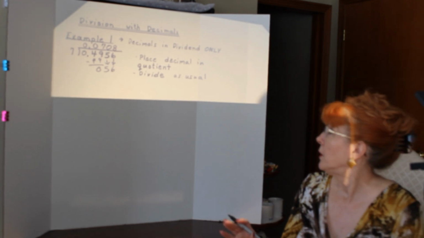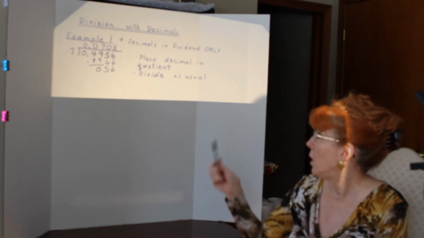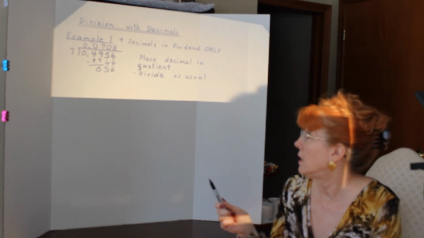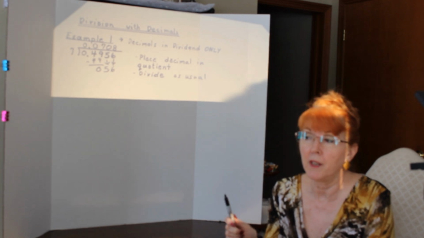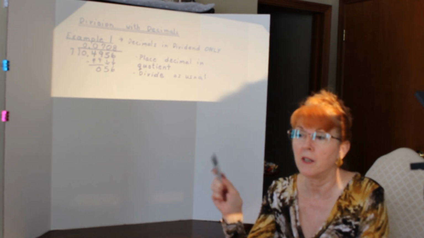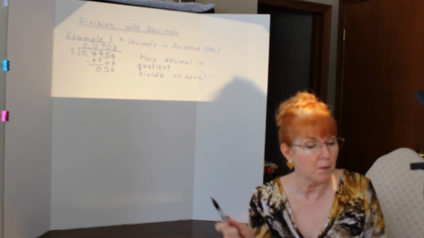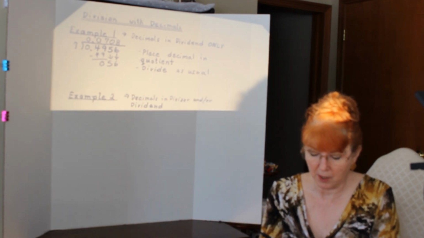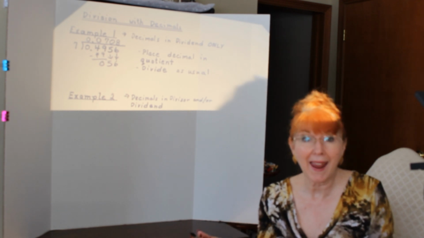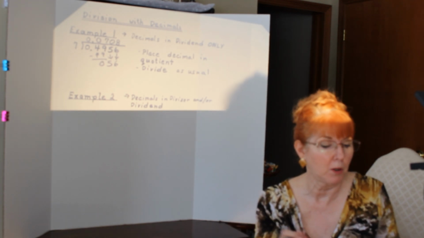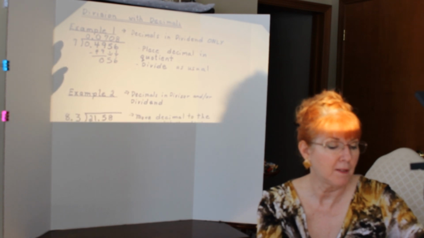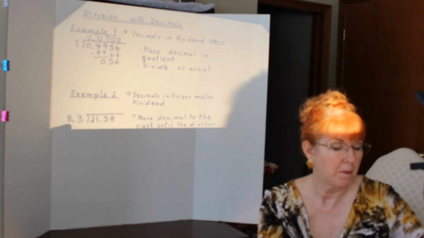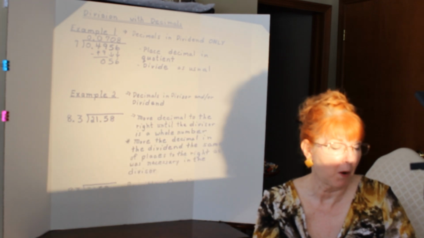So it's not too hard once you realize that if you have your decimal in just the dividend only, you place it up into the quotient area and then you solve it like usual. Now you come to example 2. This is decimals in the divisor and/or the dividend. It could be in both, it could be in just one. I made the example so that you have the decimal in both.